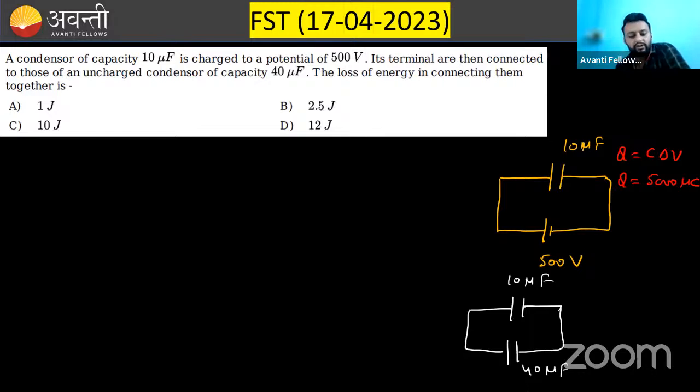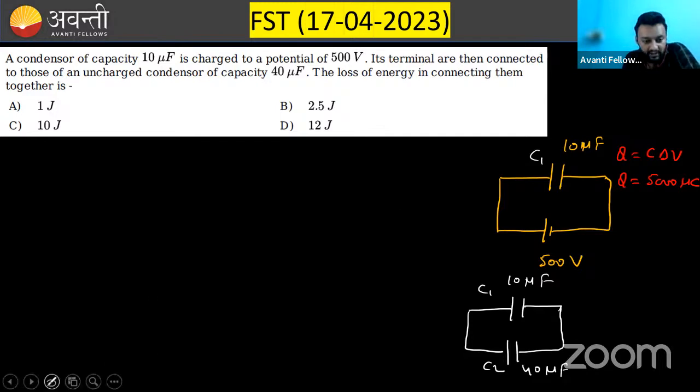Clear? This is what the question says: the loss of energy in connecting them. The first thing you should remember is that after this connection, the potential of the first capacitor, C1, and this is C2, will change, and they both will come to a certain potential, which is known as the common potential.